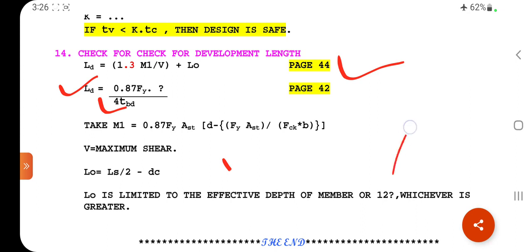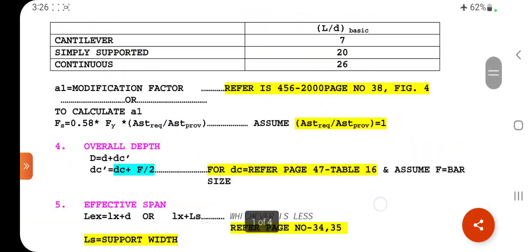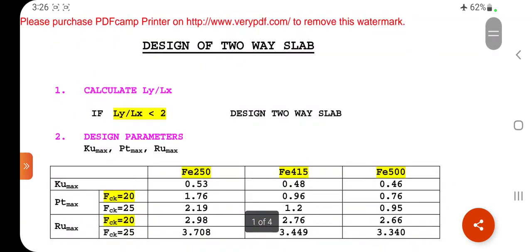So these are the design steps for the design of a two-way slab. Thank you.